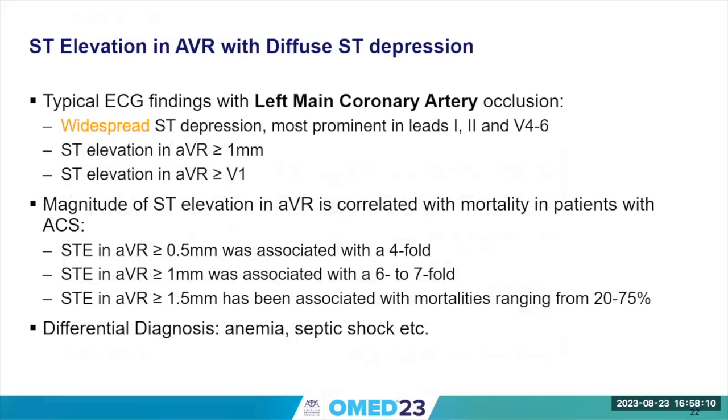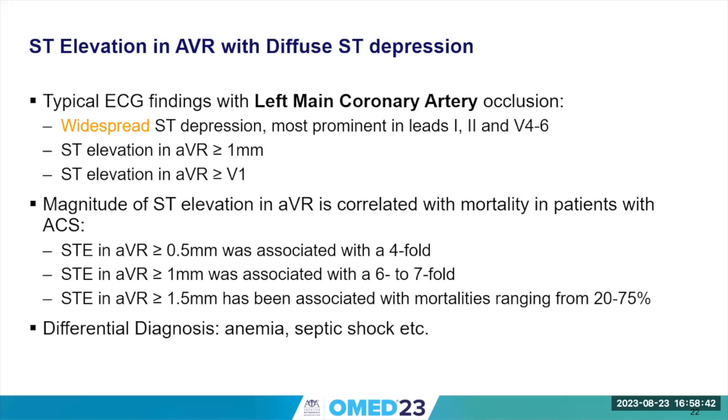It is exactly what we said it is. ST elevation in aVR with diffuse ST depression. These are typical ECG findings for left main coronary artery occlusion. So again, widespread ST depression in the most prominent leads, I, II, and then V4 through V6, ST elevation in aVR, and potentially V1 as well. And then the magnitude. What's really concerning about this is that the ST elevation in aVR is correlated with mortality in patients, as you can see from those numbers here.